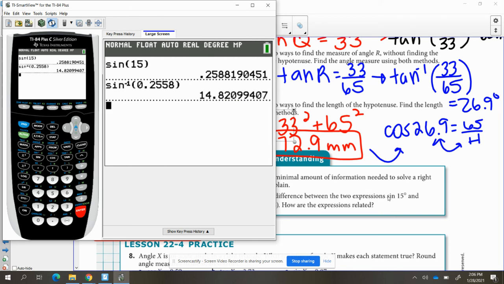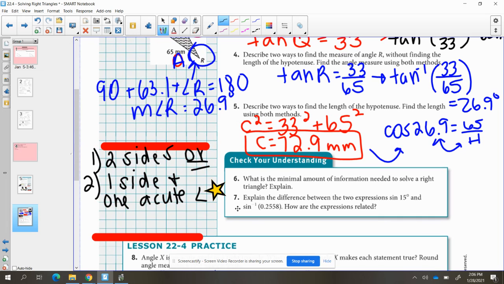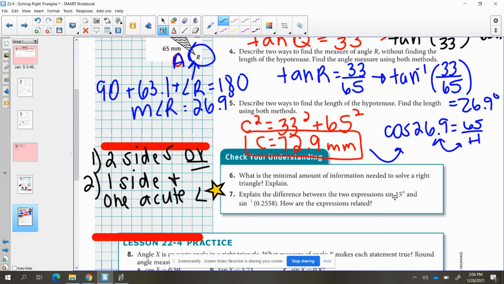Okay. We will definitely be working more with finding the angles in class as well as the sides using SOHCAHTOA. And congratulations on finishing up activity 22.